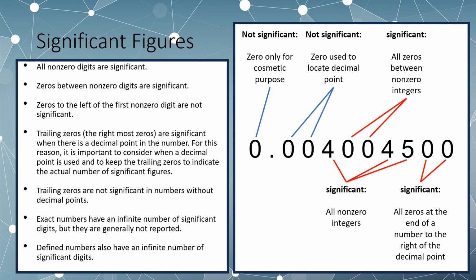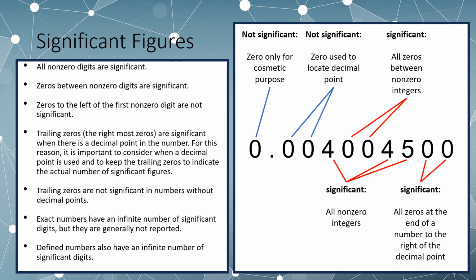To start with, all non-zero digits are significant. So if you see a number that's not a 0, it's considered a significant figure in that number. Zeros between non-zero digits are significant. So if we have something like 0.1005, those 2 zeros will be significant.